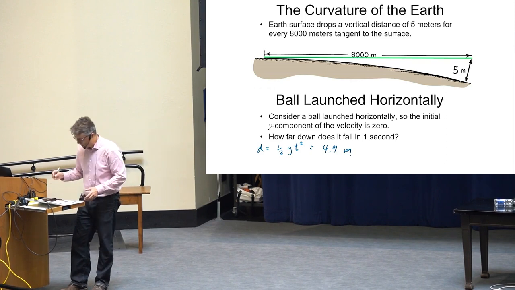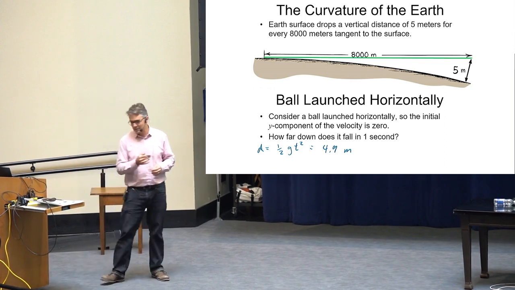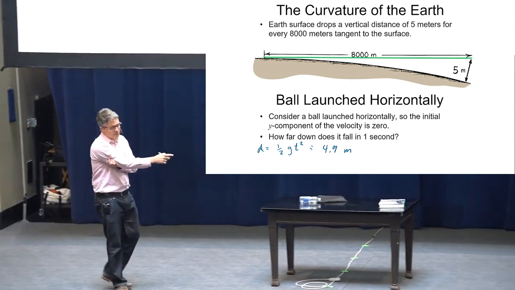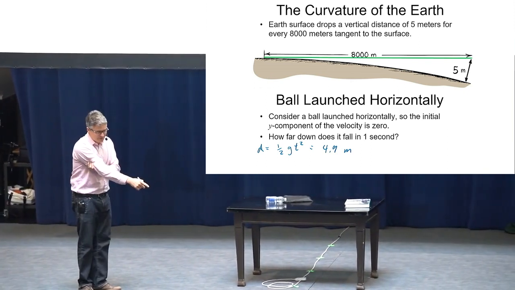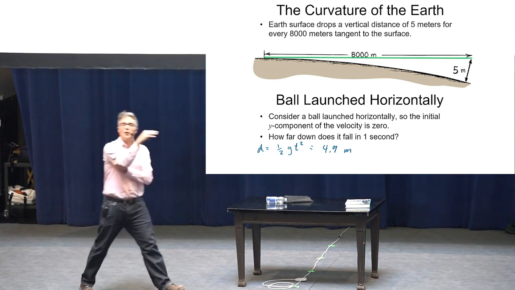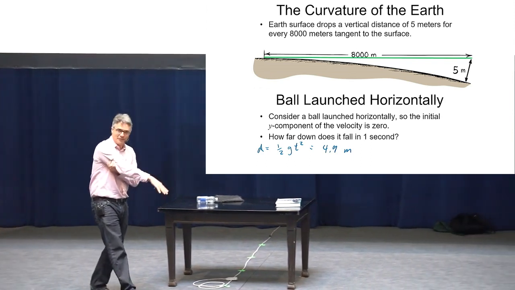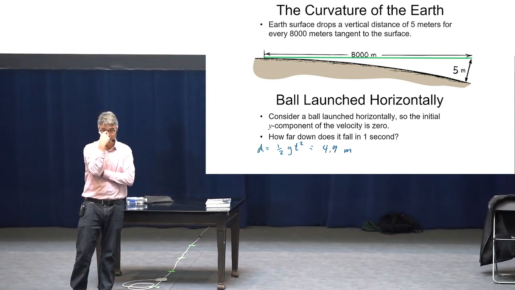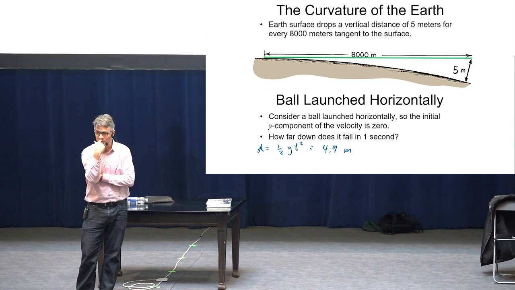So what's kind of interesting is that if you were going 8,000 meters per second, then if you went 8,000 meters, you would fall 5 meters. But the Earth would have curved 5 meters, so it's 5 meters farther down. So actually, you wouldn't be any farther away from the surface of the Earth than when you started.